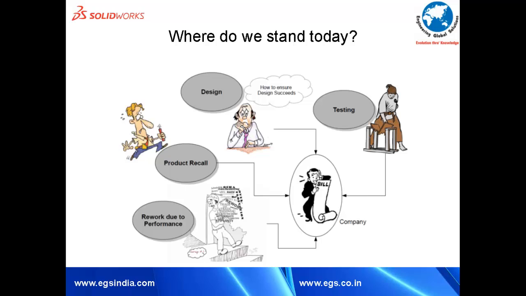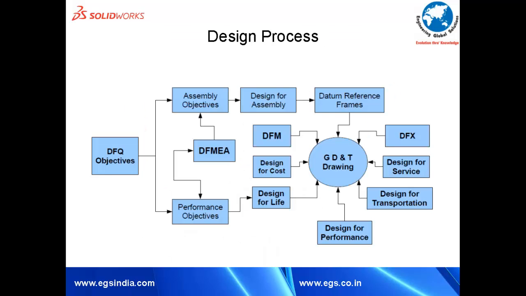The design process. Let us take a look at the design process. If qualitative issues are going to be a challenge subsequently after the drawing has been released, why not look at it as the initiator of the design process itself? That's why the DFQ objectives are put as the primary source of information or primary objectives that we need to start with when we start going about initiating a design process for a product or a process. The assembly objectives and the performance objectives are the classifications that the DFQ take.